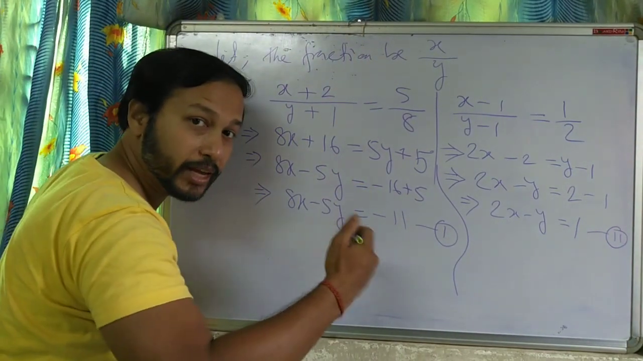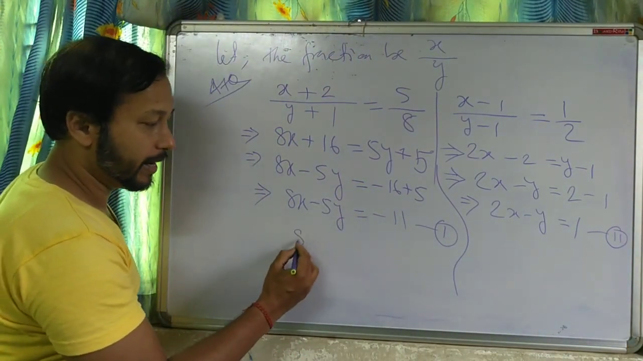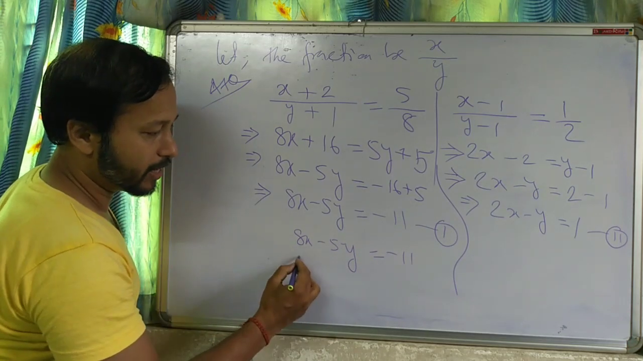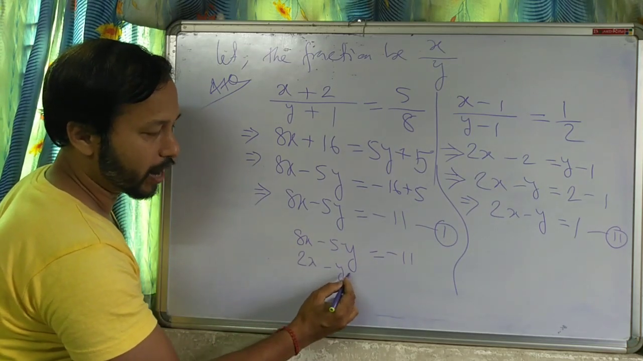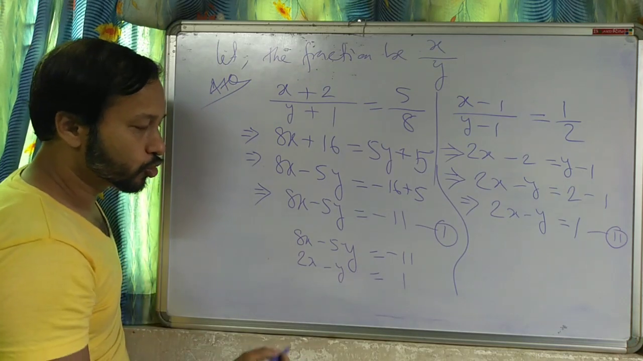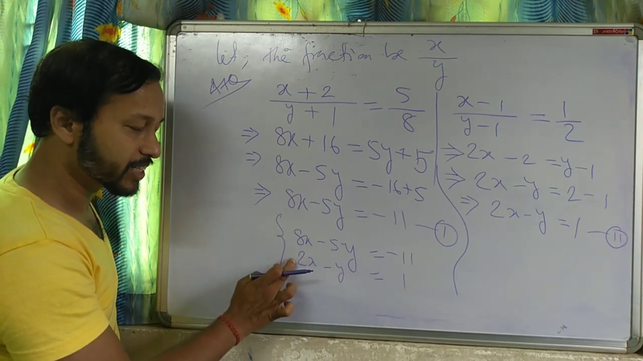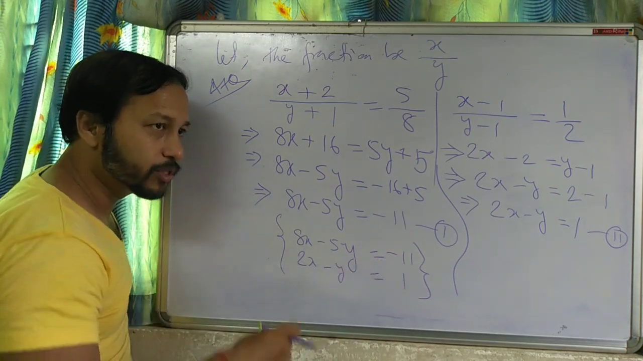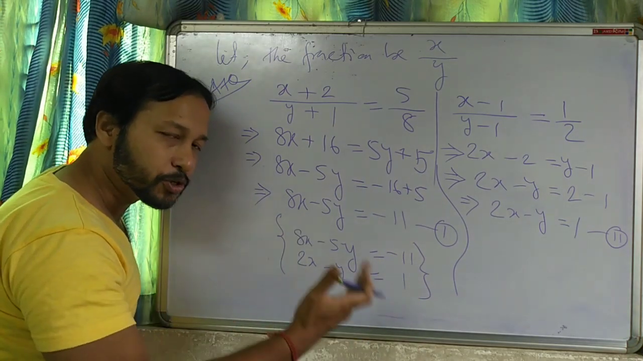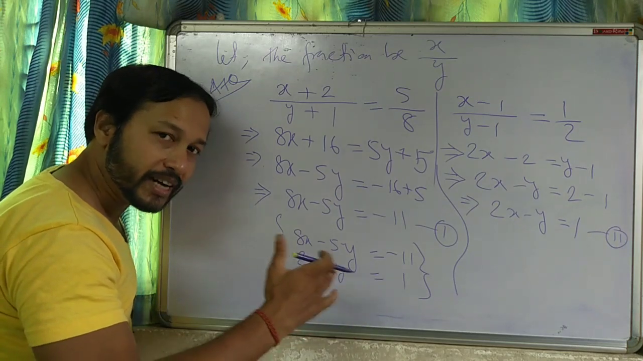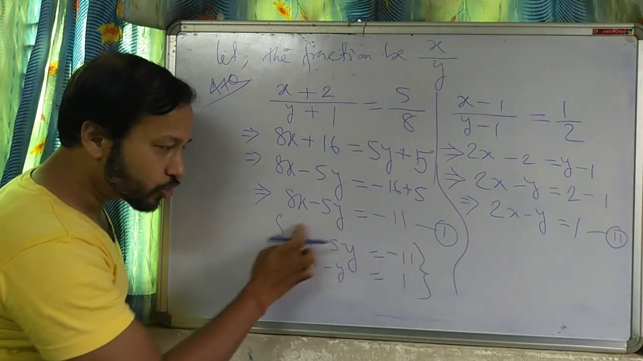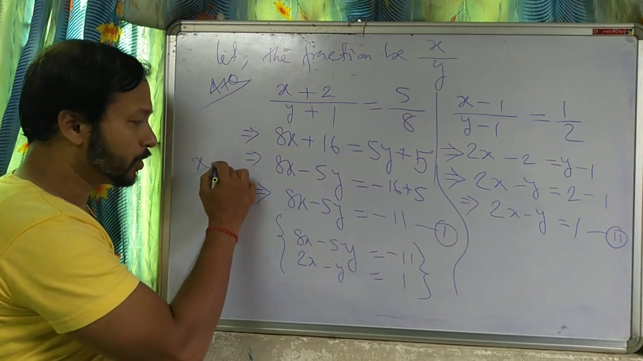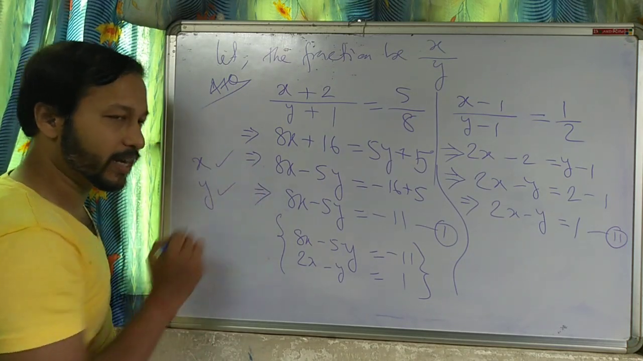Let us write both the equations together. 8x minus 5y and 2x minus y equal to 1. So you are getting the first equation and second equation, and you can solve both the equations by using the elimination method or substitution method, whatever you find easier. After solving this, you will get a value of x, you will also get a value of y.